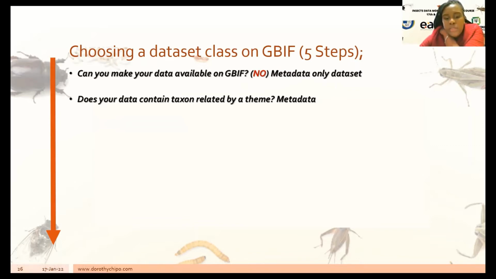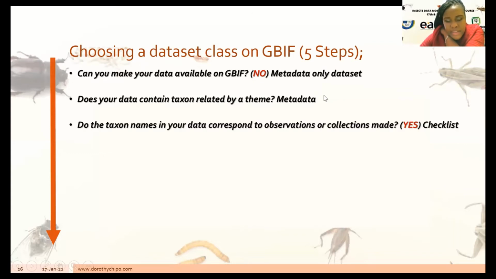And then if you can, does your data contain taxon related by theme? Is there a species name or a genus name related by theme? Then it's probably metadata only. But if it also includes taxon names corresponding to actual observations or collections made, then you're now talking of a checklist.